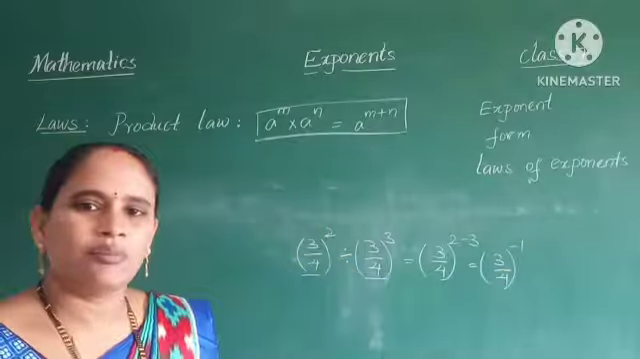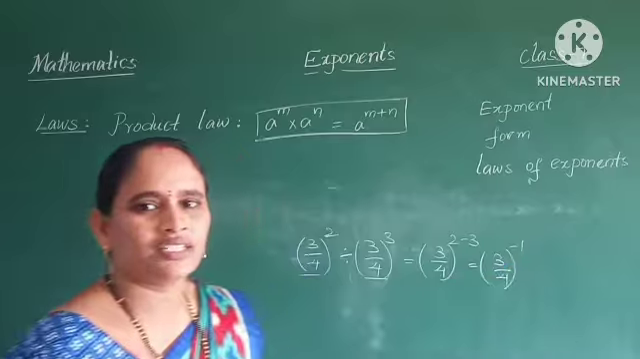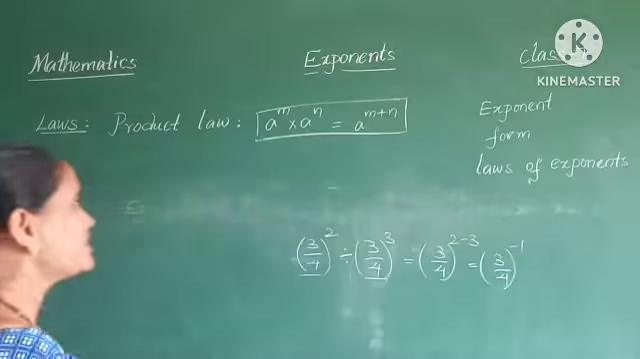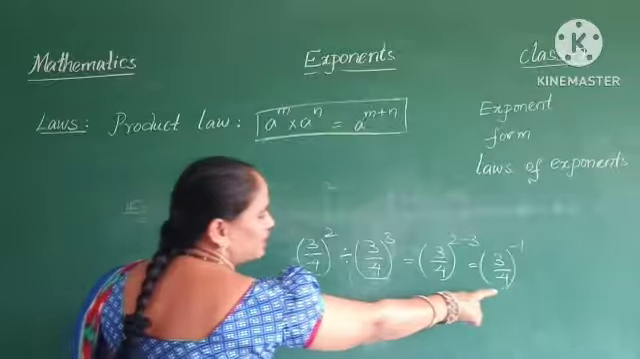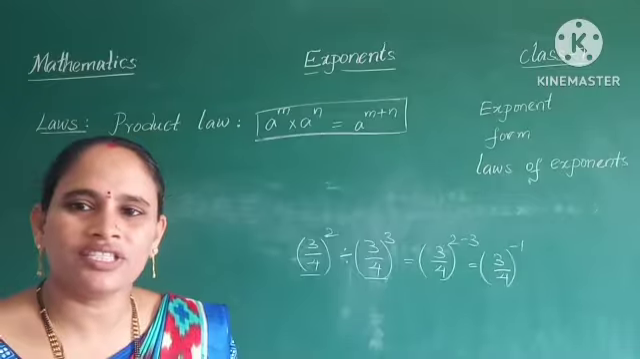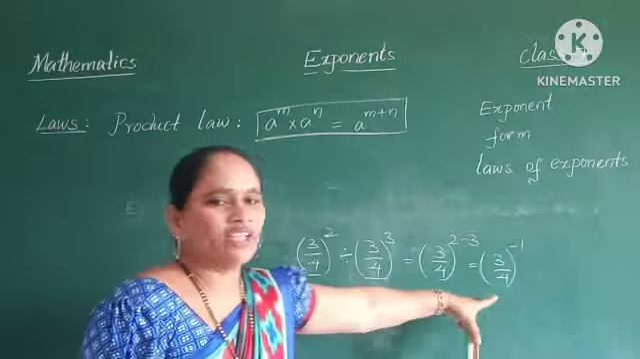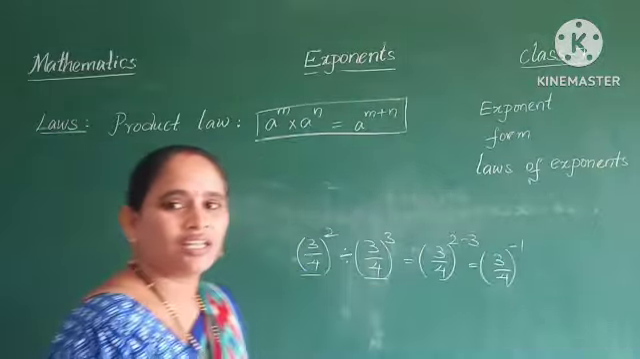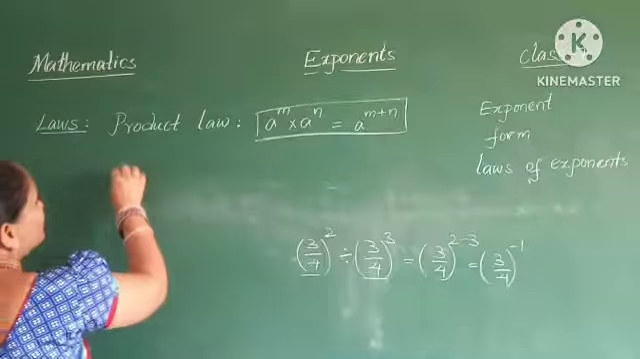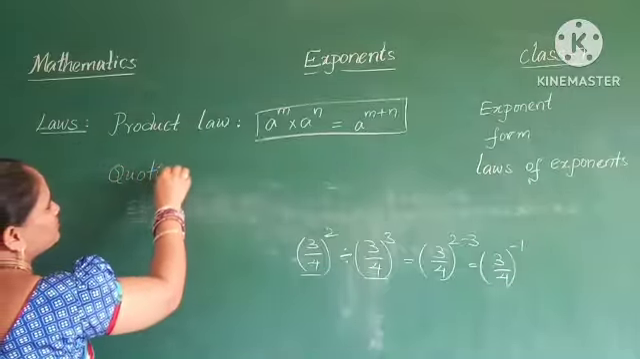We can read either power or raised to. 3 by 4 whole power minus 1. So what is this law? We are getting that after division. You know already what the result of division is? It is called quotient. So here after division we are getting the quotient. That's why this law is called quotient law. What is this second law? Quotient law.